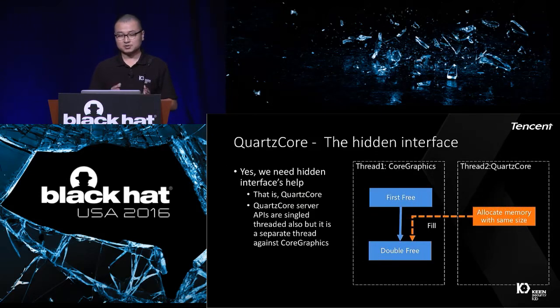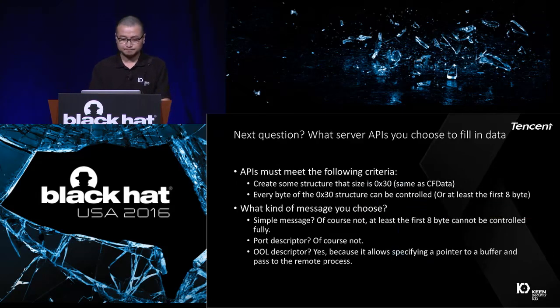We can make two threads. We just mentioned that we have another framework called QuartzCore, which runs in another thread. So the new strategy is: in thread 1, we try to trigger the bug again and again, and in thread 2, we try to allocate memory of the same size. If it fails, nothing happens. But if it succeeds, then we may get code execution, which is very good.